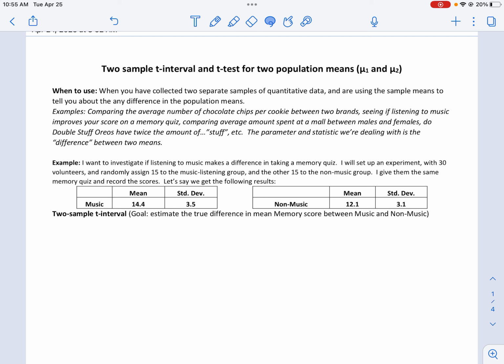So we look at our example. We want to investigate if listening to music makes a difference in taking a memory quiz. We set up an experiment with 30 volunteers. We randomly assign, and that's important. We'll talk some about that with your own project. We have to have random sampling or random assignment somewhere in there. So 15 go to the music listening group and 15 go to the non-music group. They get the same memory quiz, we record the scores, and we get the following information.